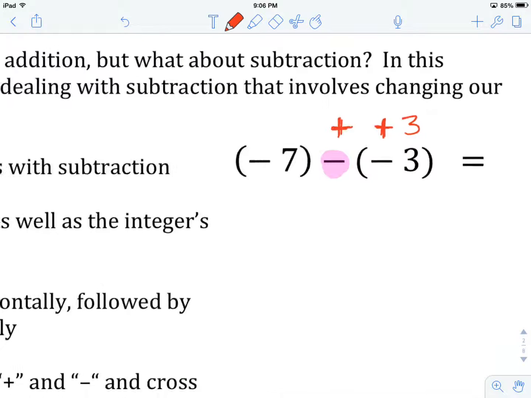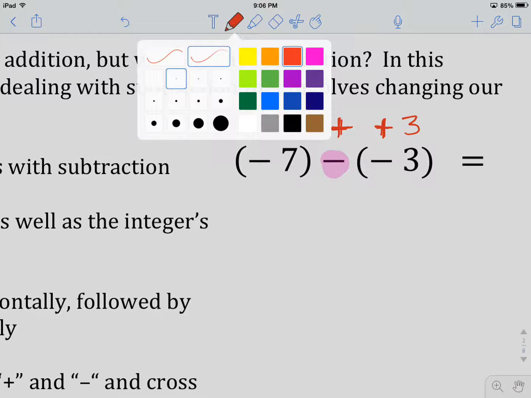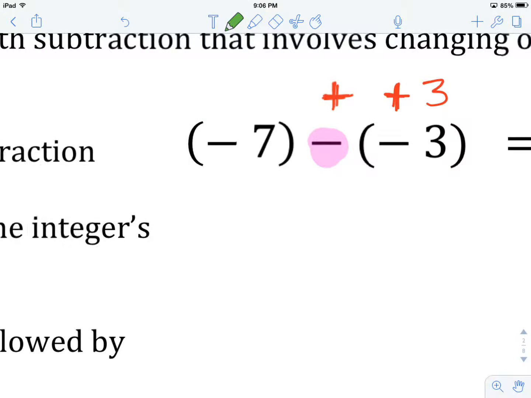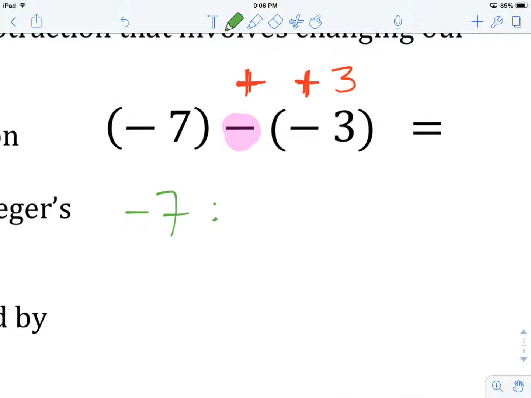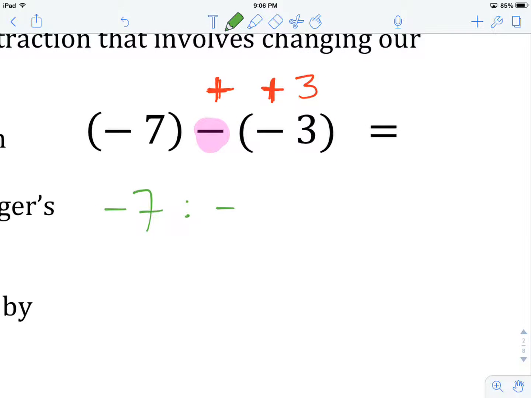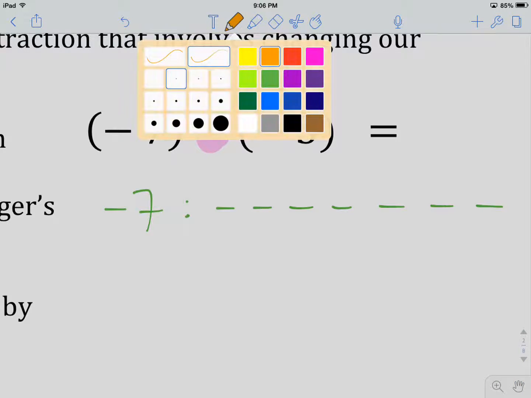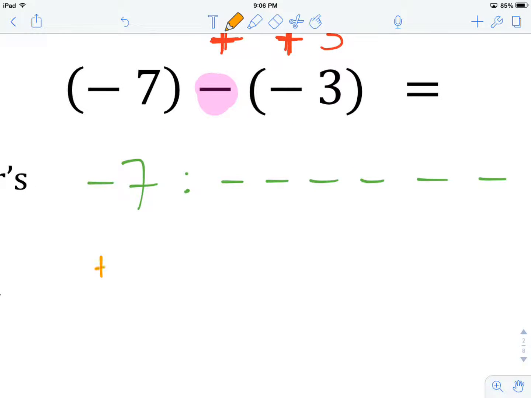Our first step from that lesson was to write out our first integer. Our first integer is -7. So there it is. I'm going to write out 7 negatives. We have 1, 2, 3, 4, 5, 6, 7. Now I'm going to write out my second integer, which I have changed to a +3. There's my +3, and I will write that as 1, 2, 3 pluses.